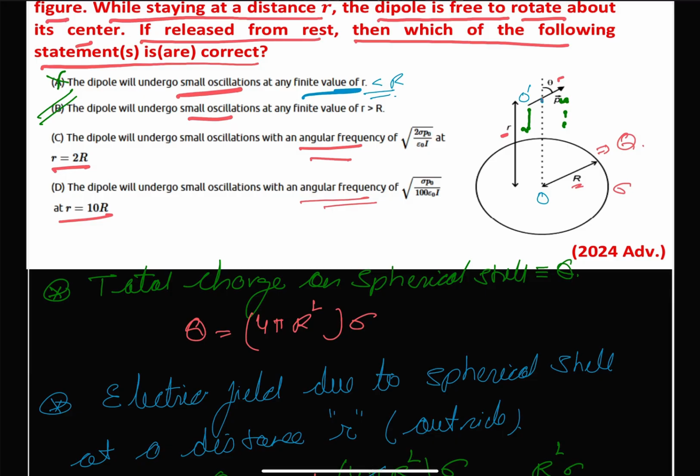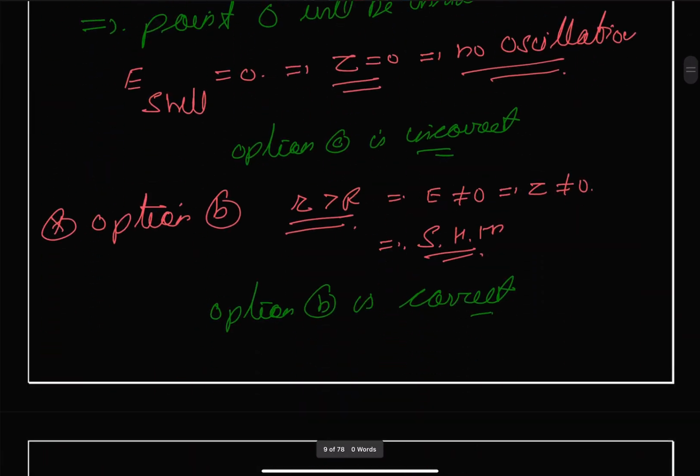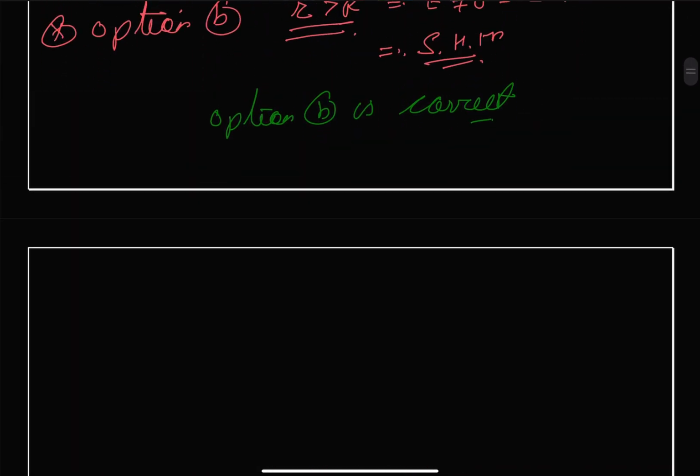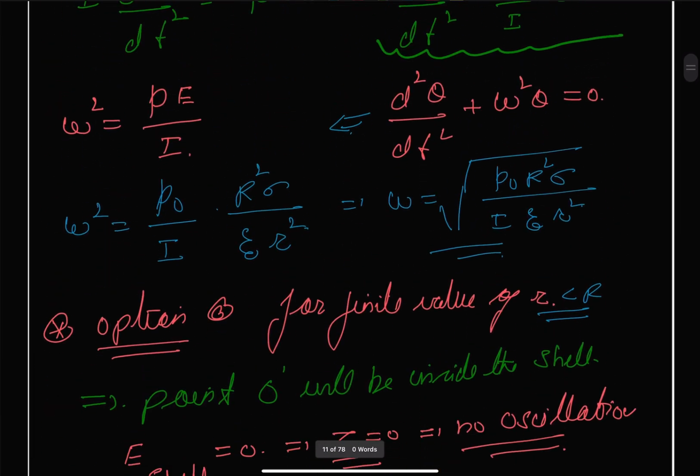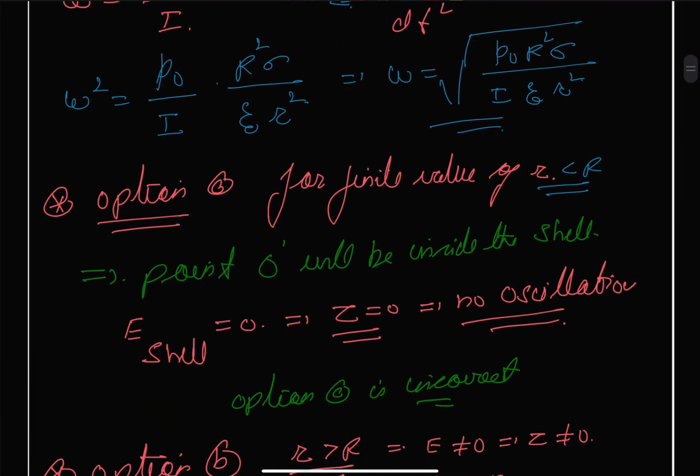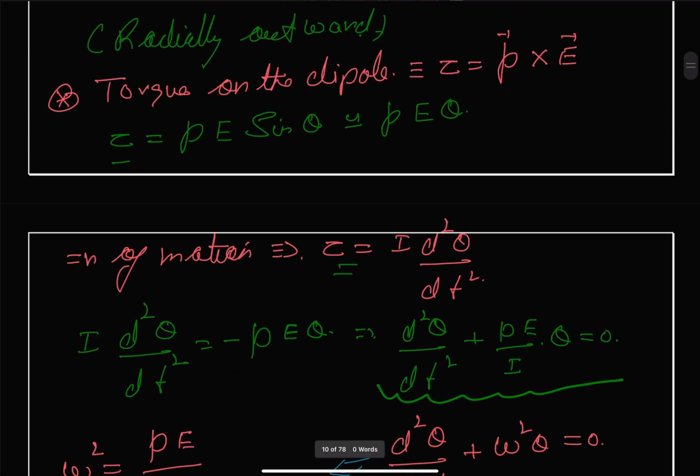Next it says that we have to find out the angular frequency at small r is equal to 2R and small r is equal to 10R. So we already know the formula. So we can say option C. Option C tells us that small r is equal to 2R, and angular frequency expression we already know that omega is equal to, okay, we have to prove it.